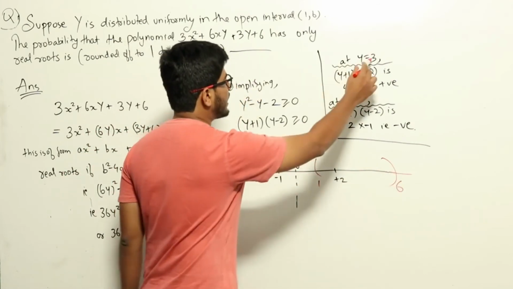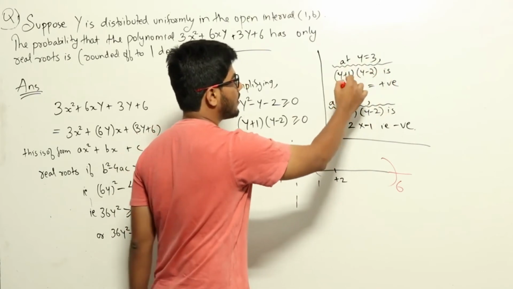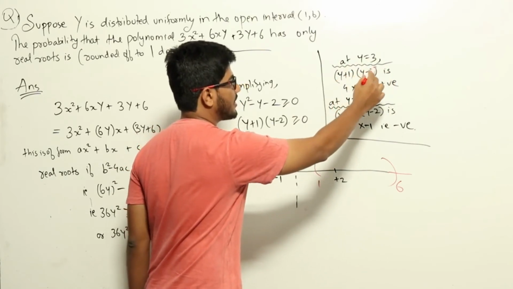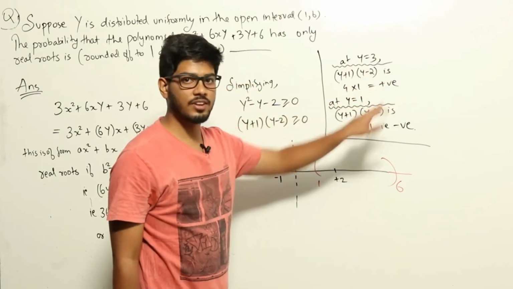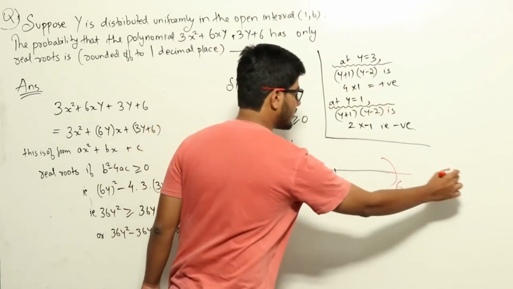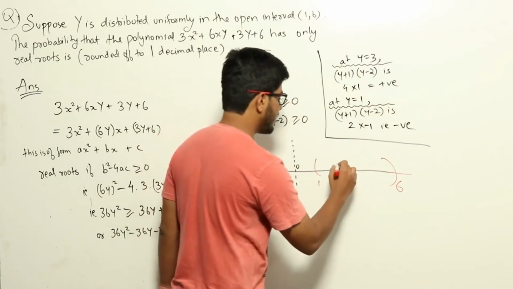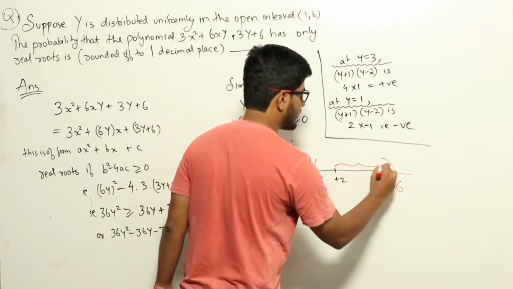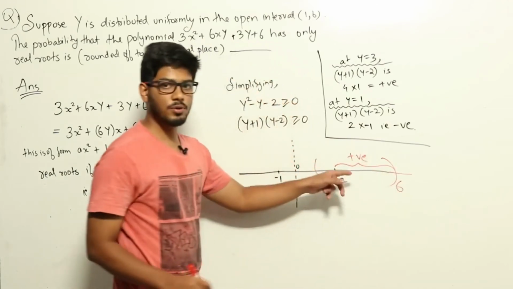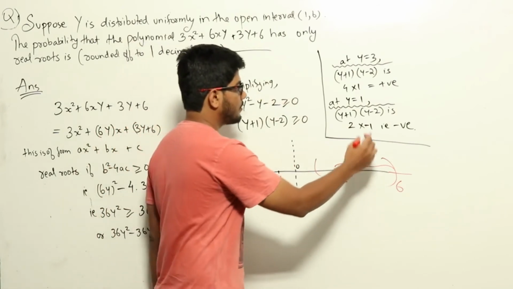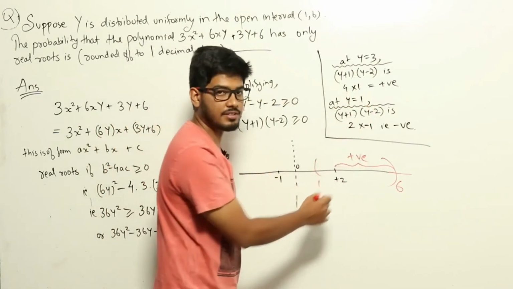So at y equal to 3, this function y plus 1 into y minus 2 becomes 3 plus 1, that is 4, into 3 minus 2, that is 1. That is 4 into 1, that is 4. Now that is a positive number, which means that throughout this part of plus 2, this function will be positive only. Meaning from 2 to 6, that's what we are worried about, this function will be positive.